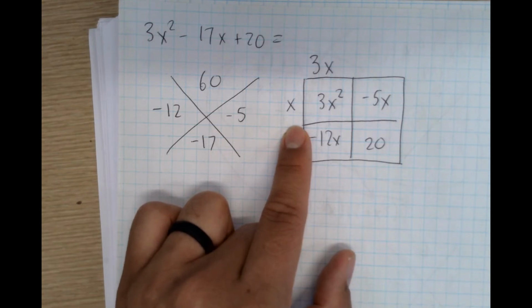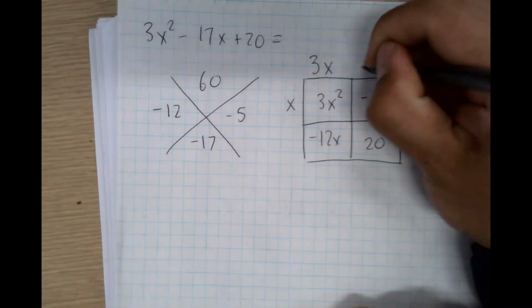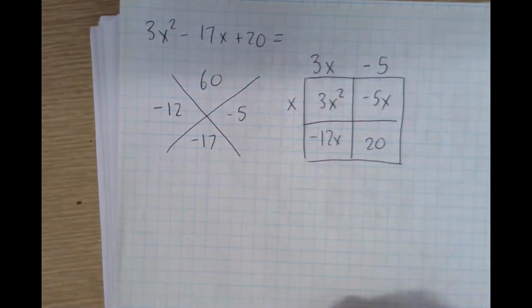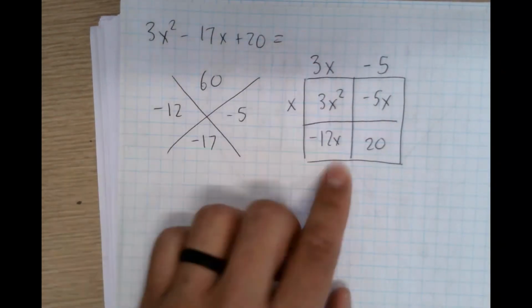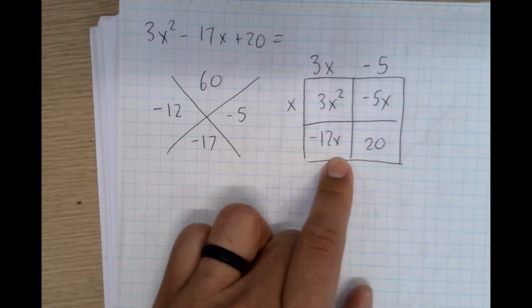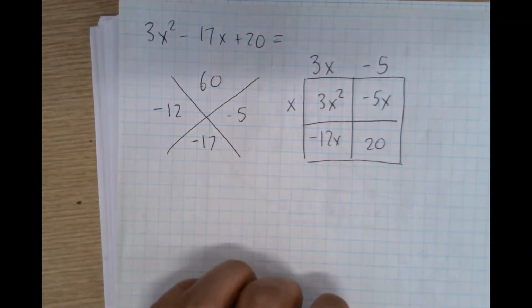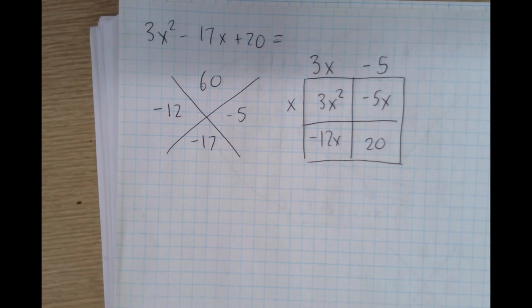What times x is equal to negative 5x? Trevor? Negative 5. Right, negative 5. And then what times 3x is equal to negative 12x? Mariana? Negative 4. Right, negative 4.